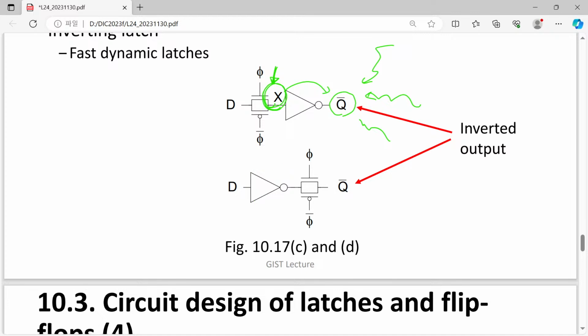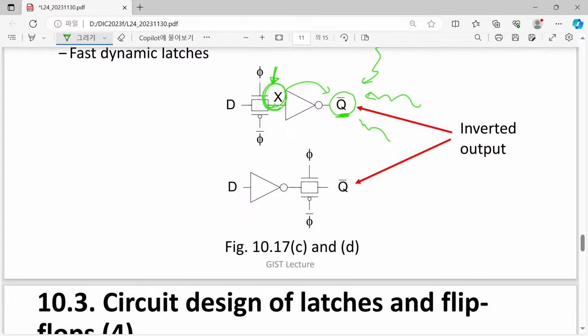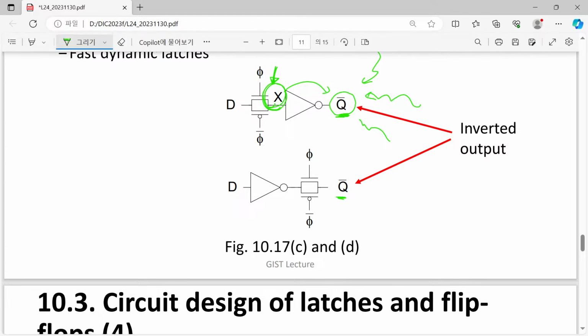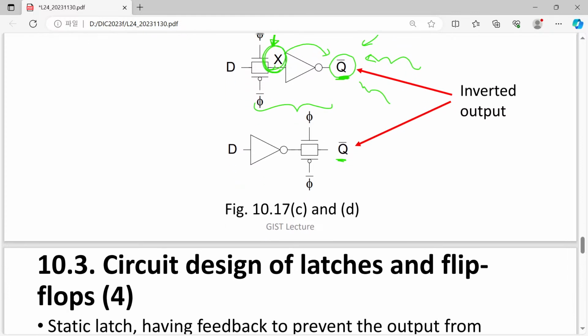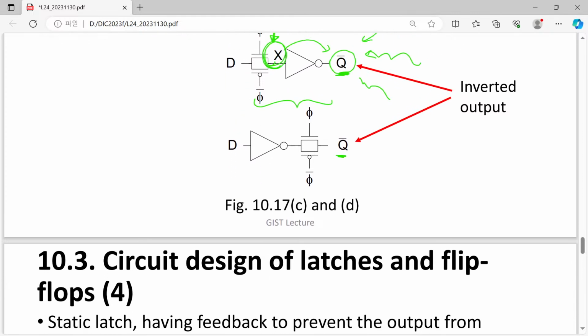So it sounds good, but here we have a little annoying thing. The overall output of this implementation will be just Q bar, not exactly Q. So please note that the latch was supposed to be transparent. However, now in this implementation, it is no longer just transparent. It is inverted. D is just copied and inverted in these implementations.